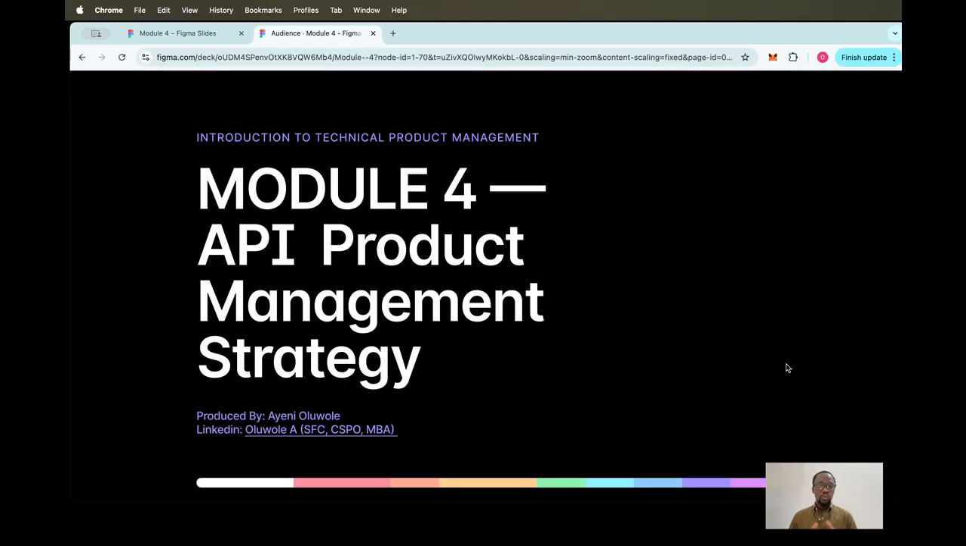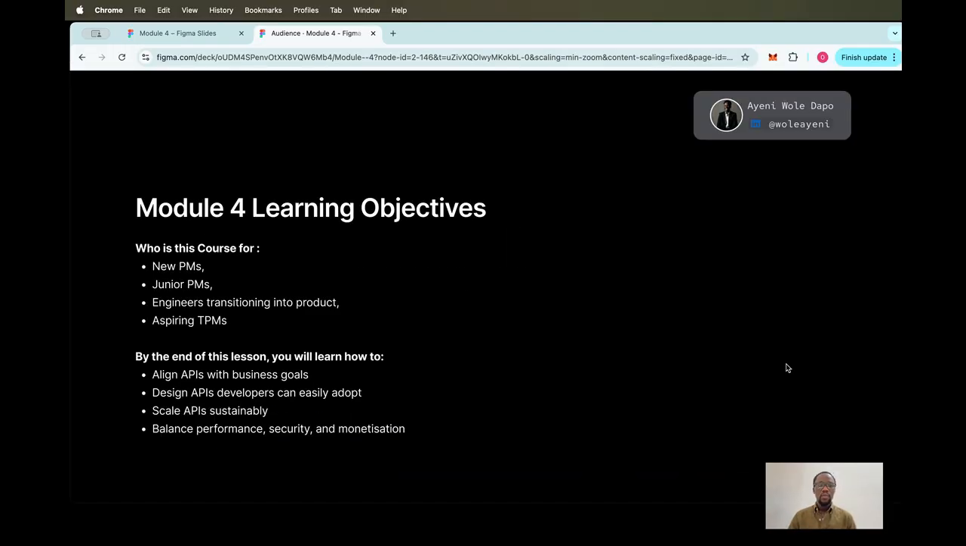In today's module, we'll be discussing API product management strategy. Most people think APIs are just technical tools for developers only. But in reality, some of the biggest tech companies in the world, think about the likes of Google, Twitter, Stripe, Paystack, PayPal today, built an entire business around API as a product.